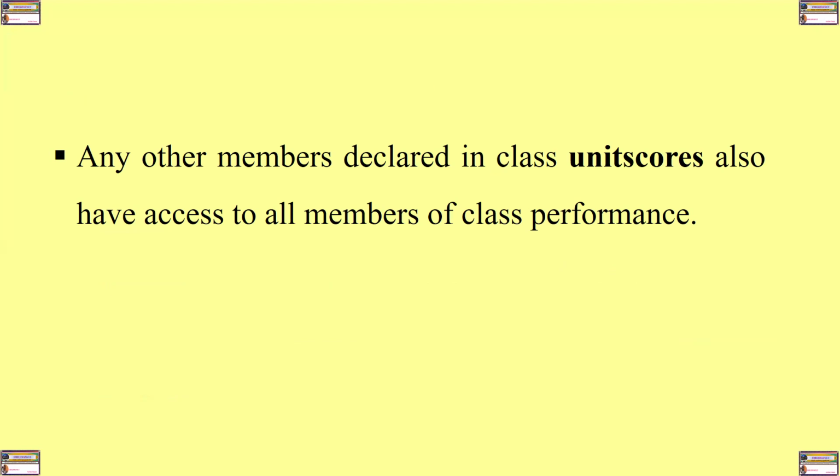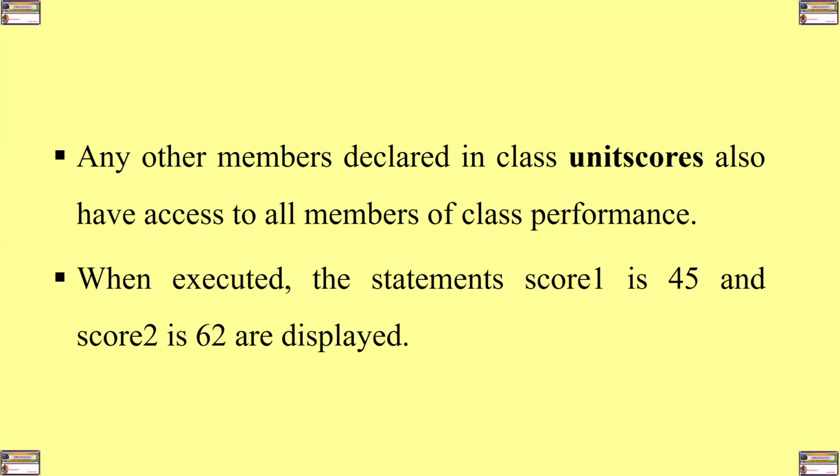So if the class called UnitScores is a friend to the class called performance, then the functions, the members of the class called UnitScores are able to access the members of the class in which UnitScores is a friend, and that class is performance. So when this program is executed, the statements score 1 is 45 and score 2 is 62 are displayed.